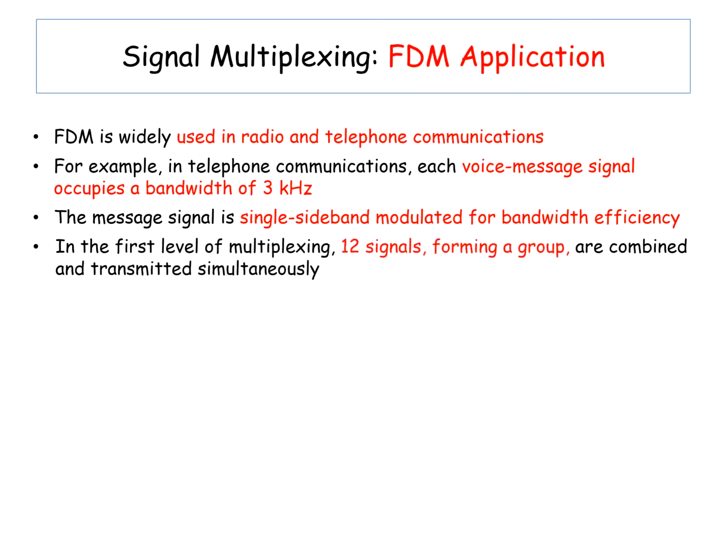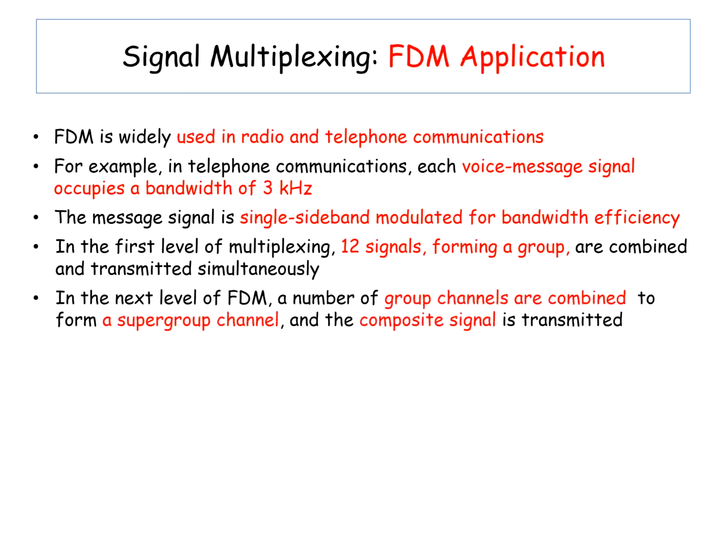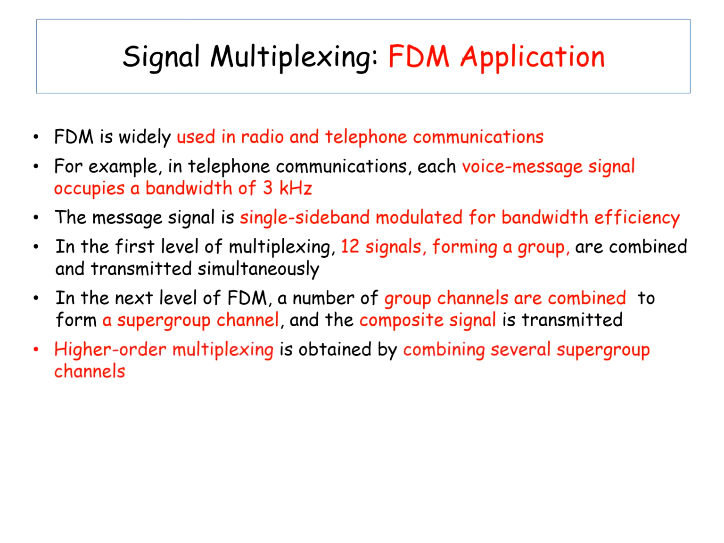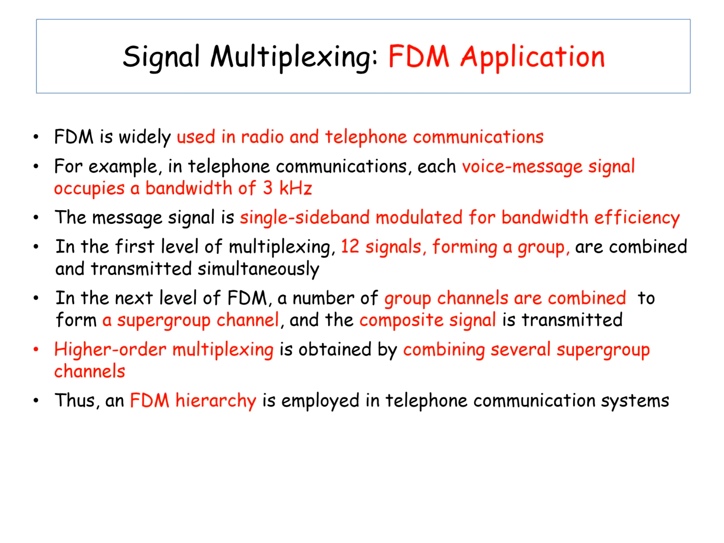In the first level of multiplexing, 12 signals forming a group are combined and transmitted simultaneously. In the next level of FDM, a number of group channels are combined to form a supergroup channel, and the composite signal is transmitted. Higher order multiplexing is obtained by combining several supergroup channels. Thus, an FDM hierarchy is employed in telephone communication systems. This is the last slide of the amplitude modulation part.